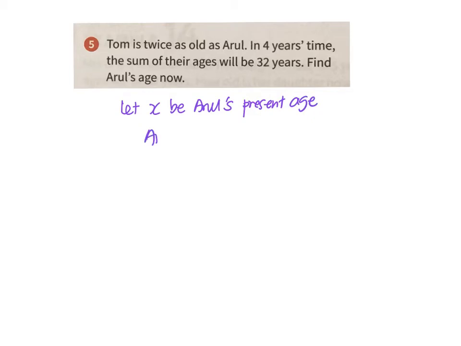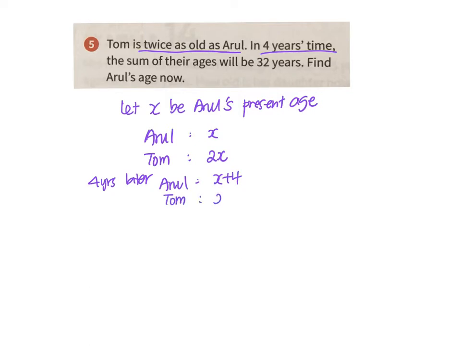So if Aru is x years old, Tom currently is twice as old as Aru. That will be 2x years old. In 4 years' time, so that means 4 years later, Aru will be x plus 4 years old, and Tom will be 2x plus 4 years old. The sum of their ages will be 32, so x plus 4 plus 2x plus 4 will be 32.